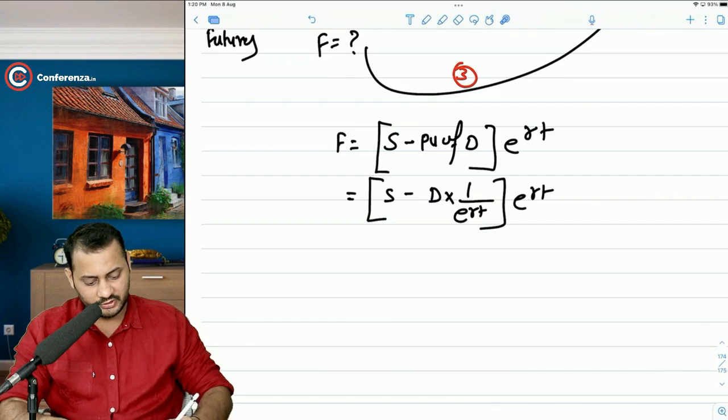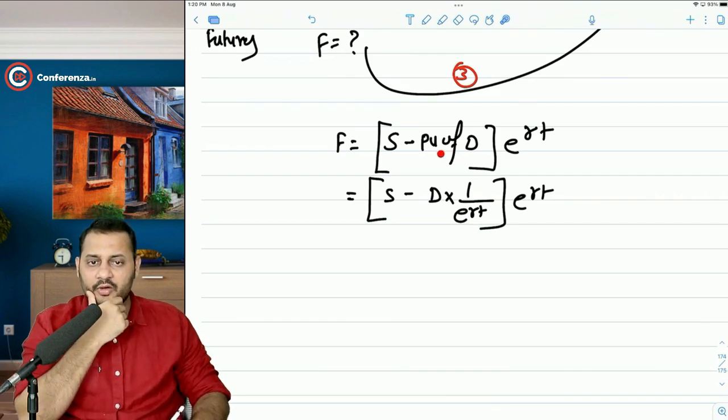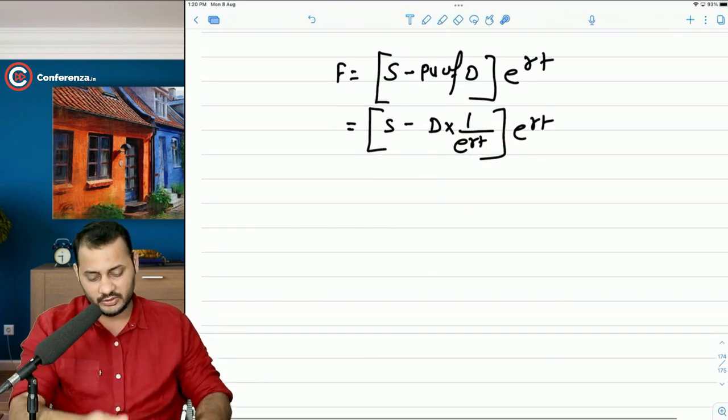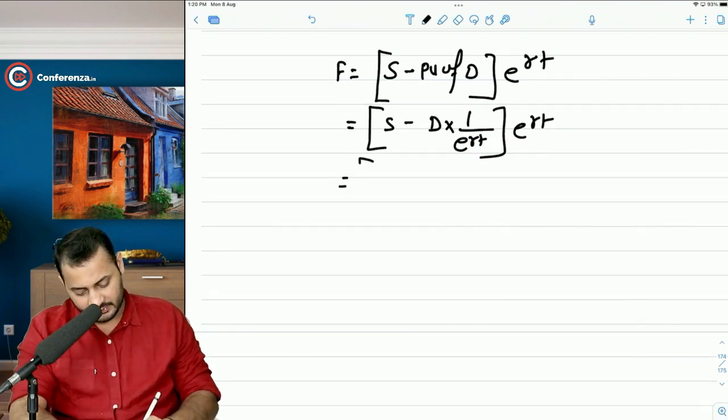Now understand the logic of this formula. Because you have to calculate the present value, you are taking it in inverse, like 1 divided by e to the power RT. If you just simply write e to the power RT, that means you want to calculate the future value. This means you want to calculate the present value. Now put the formulas here.